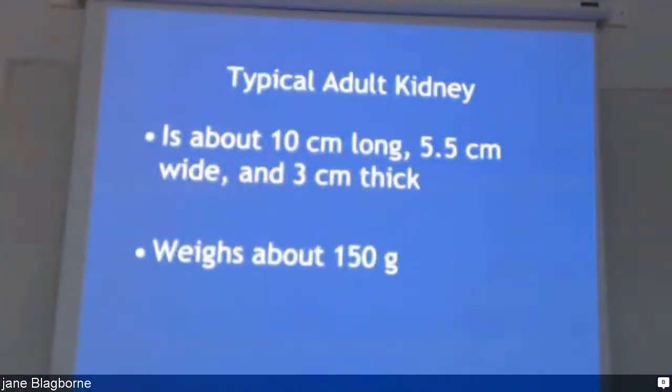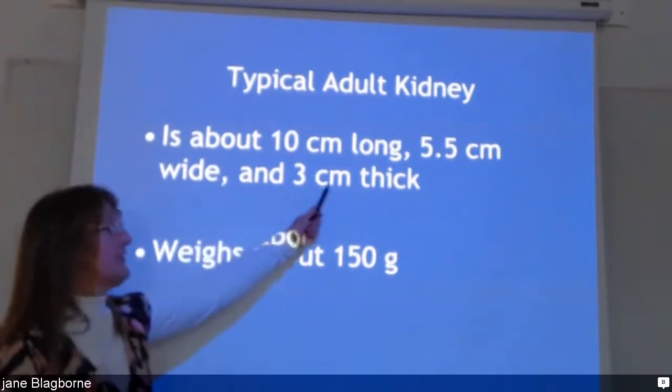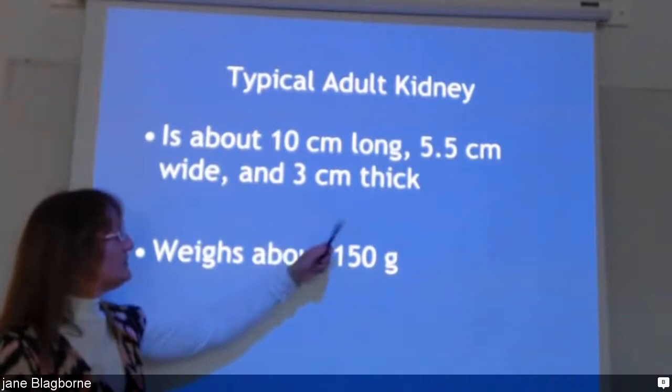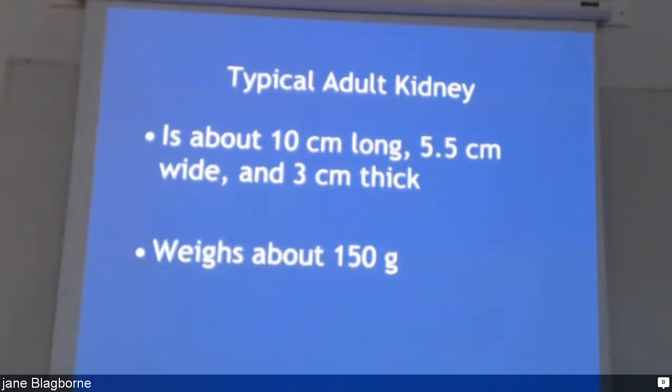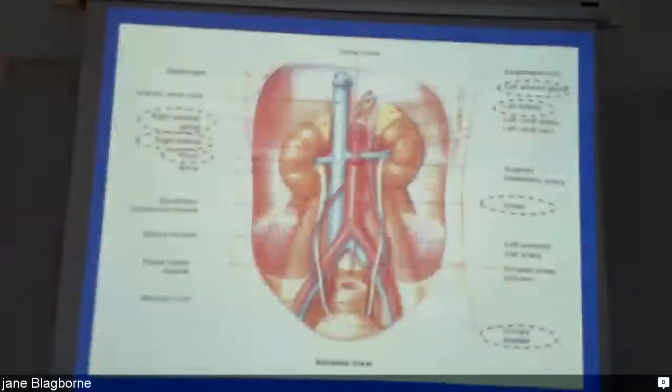An adult kidney, you don't have to know this, it's just an interest thing, can be 10 centimeters long, 5.5 wide and 3 centimeters thick. Now, I don't think this is very thick. I thought, well, it's not that thick. They're not very big. When you think of the amount of work they have to do and the responsibility they have, they should be bigger.